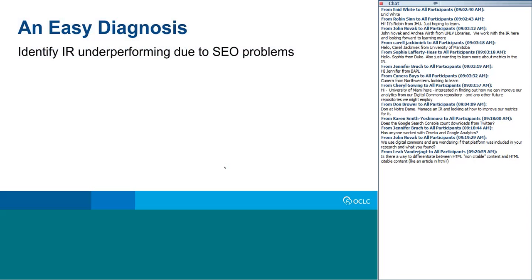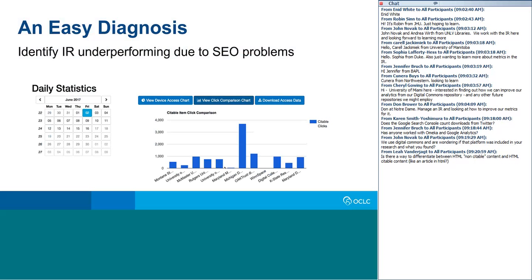So right off the top, Jeff showed you this chart, and this comparison provides an easy diagnosis. We can easily identify whether there are IRs that are underperforming, usually due to SEO problems. So you can see there are two institutional repositories there, Maryland and WinSpace, that have little or no visitation or use.